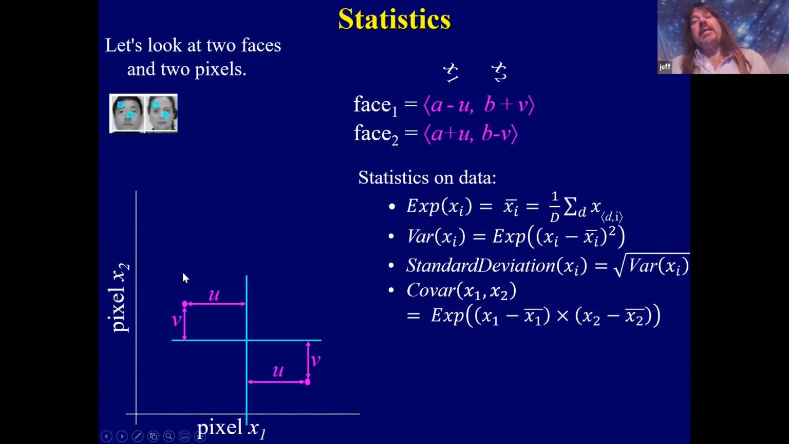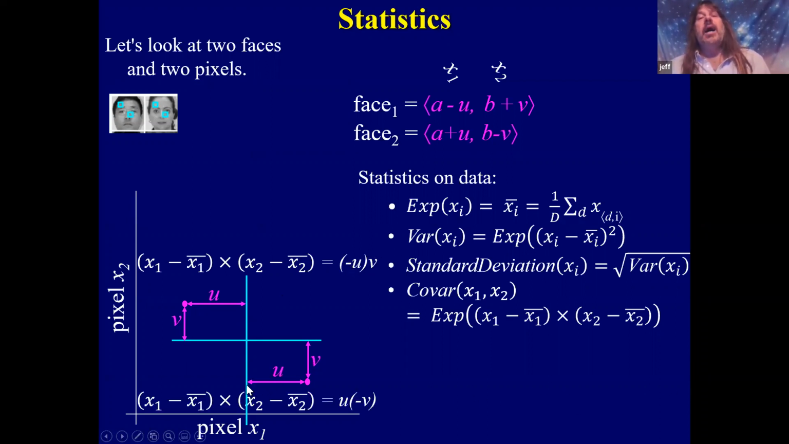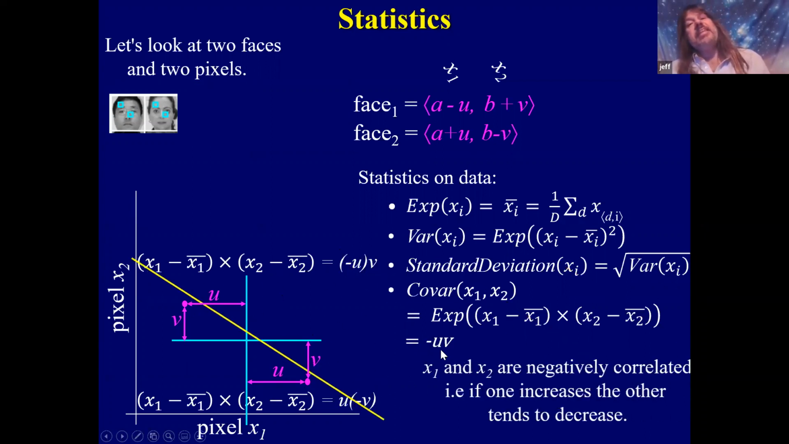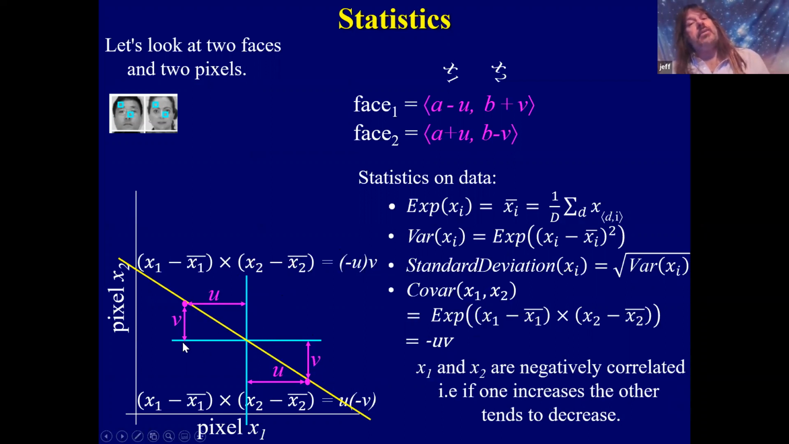And similarly, here are two different points. You'll note that this one is deviating negative u and positive v for a negative uv. Well, this one is deviating positive u and negative v for a negative uv. Either way, the covariance is negative uv, and that means they're negatively correlated. When one is big, the other is small.